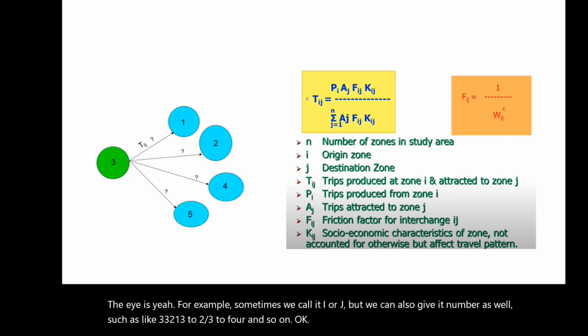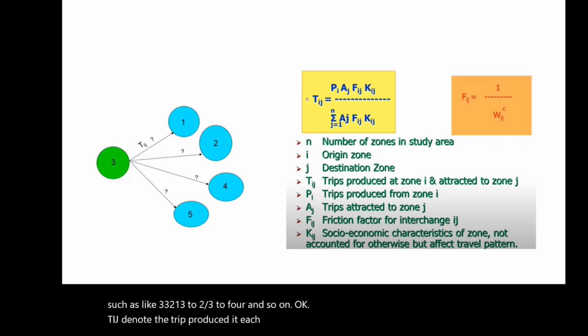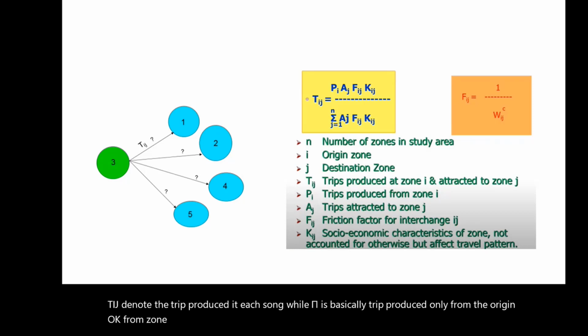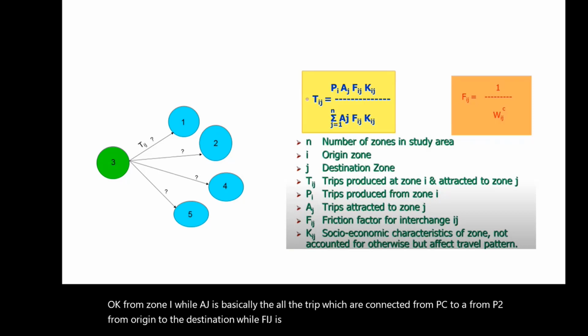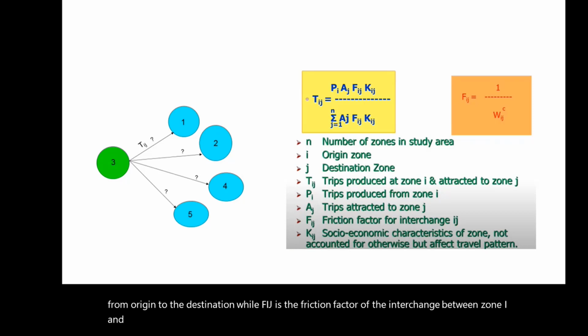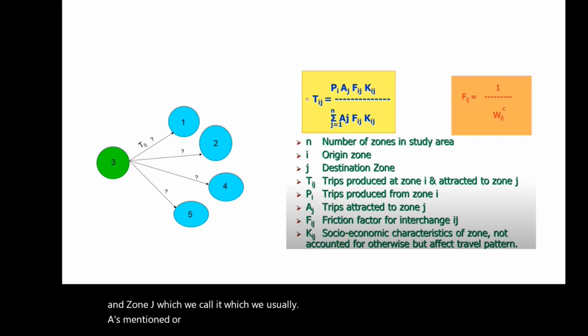Tij denotes the trips produced at each zone, while Pi is basically the trips produced only from the origin, okay, from zone I, while Aj is all the trips which are connected from P to A, from origin to the destination, while Fij is the friction factor of the interchange between zone I and zone J, which we usually mention or tabulate in the travel time as well.